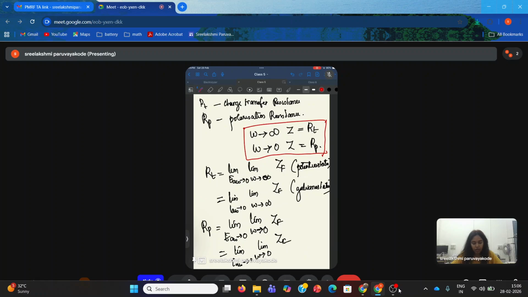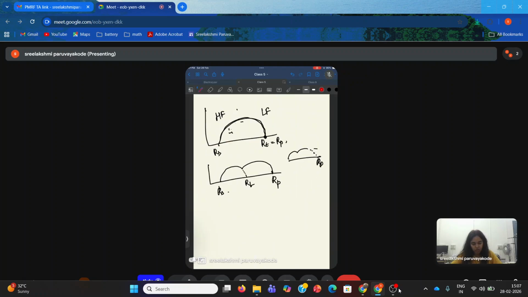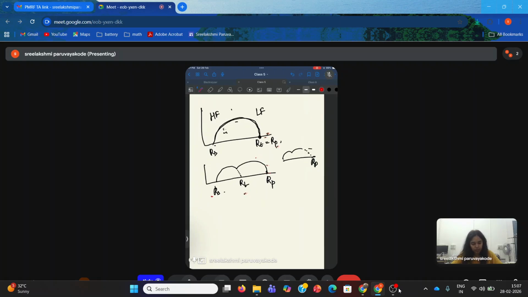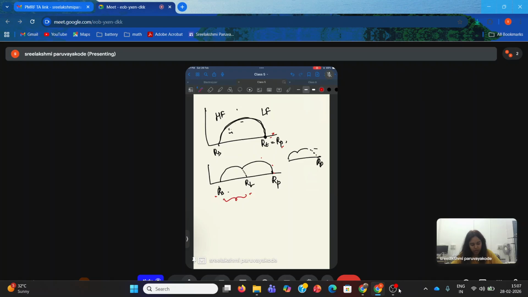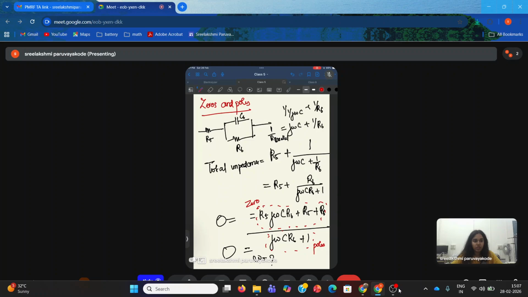Then we saw RT and RP, resistance to charge transfer and resistance to polarization. When omega tends to zero, at low frequency, whatever you get, Z equals RP. At high frequency, the resistance is equal to the charge transfer resistance. So if you have a single semicircle, RT and RP are going to be equal. But when you have two semicircles or more, the one at high frequency corresponds to RT and the one at low frequency corresponds to RP. Here RT means this one and not from the origin. It's the diameter of the semicircle.